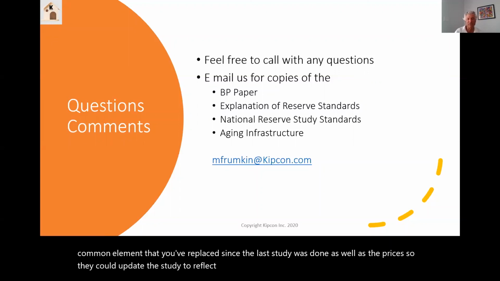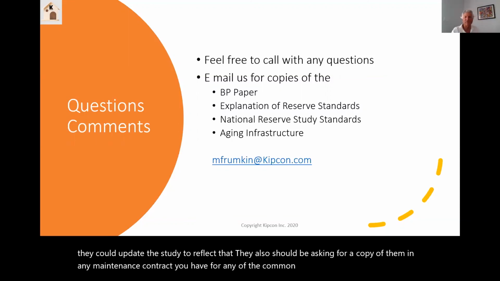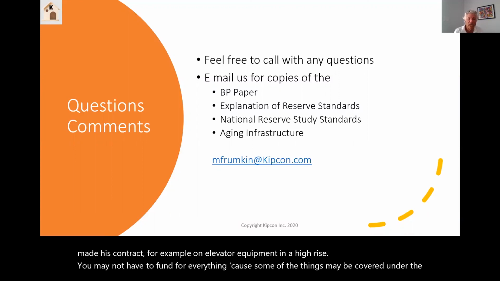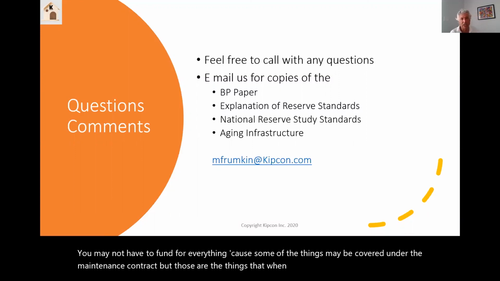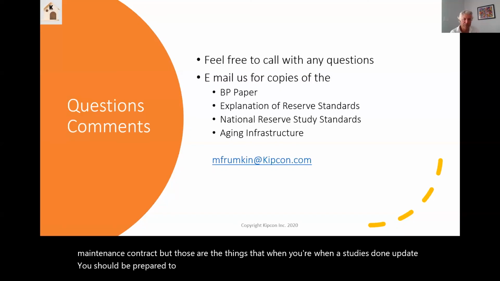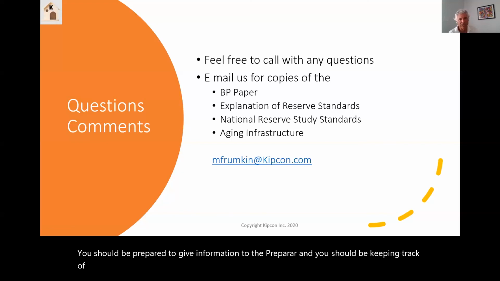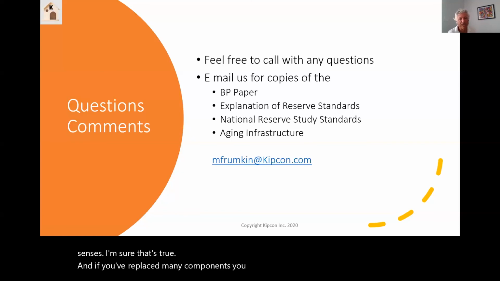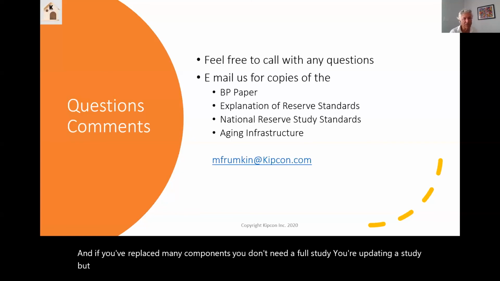They also should be asking for a copy of any maintenance contract you have for any of the common elements, because if you have a maintenance contract, for example, on elevator equipment in a high rise, you may not have to fund for everything because some of the things may be covered under the maintenance contract. But those are the things that when a study is done, or an update, you should be prepared to give information to the preparer, and you should be keeping track of obviously what components have been replaced. And if you've replaced many components, you don't need a full study. You're updating a study, but it's going to reflect the replacement.